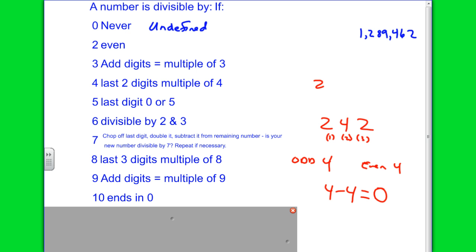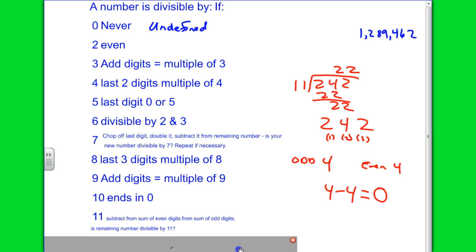Let's test it with division. How many times does 11 go into 24? 2. And you're left with 22. How many times again? 2. Okay, so it is true. So put this down and we'll practice using it. You subtract the sum of the even digits from the sum of the odd digits. Is the remaining number divisible by 11?